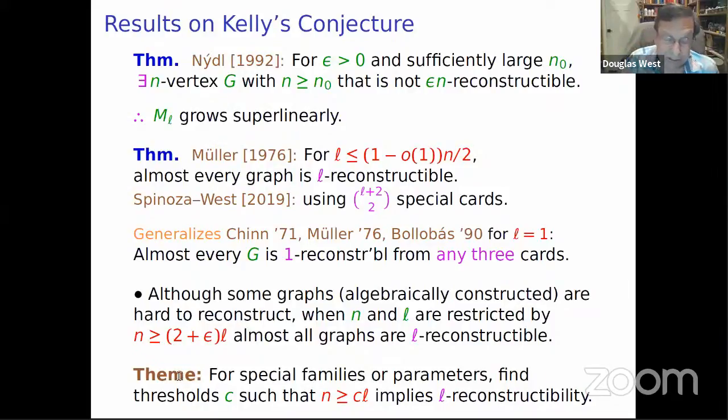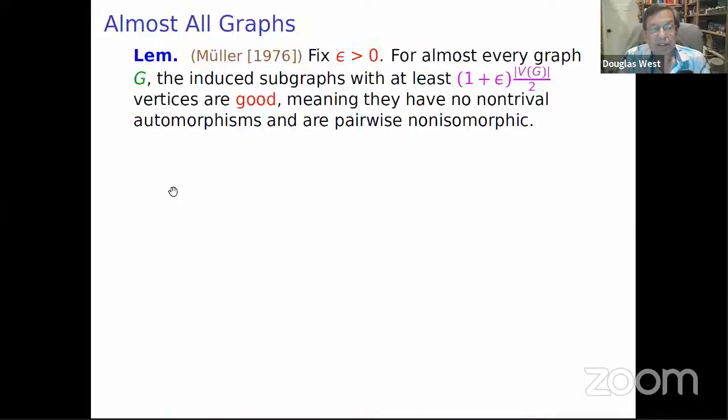Before I do that, the theme in this subject is that we can't prove this threshold of 2L for all graphs, or even any linear threshold, but for special families or special parameters of the graph, we can seek thresholds so that n growing at least linearly in L will imply that that family is L reconstructible. Okay, so let's talk about almost all graphs.